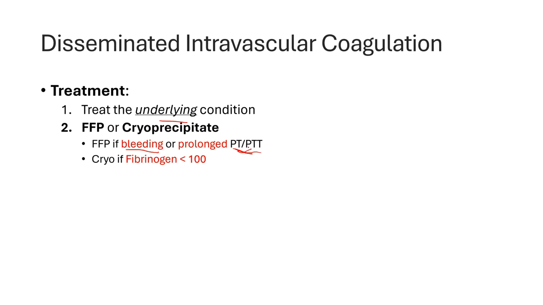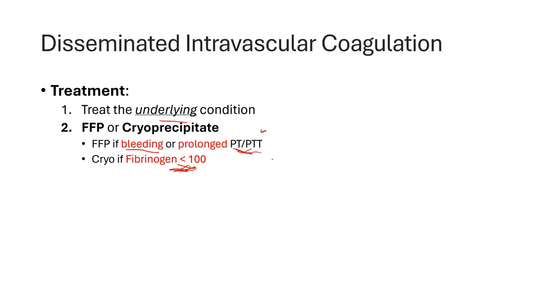The other one that we're going to be treating with is cryoprecipitate. Cryoprecipitate is rich in specific factors, not all factors like fresh frozen plasma. These factors consist of 8, 13, von Willebrand factor, and of course fibrinogen. Fibrinogen is the big one. In DIC, fibrinogen levels usually drop, typically to less than 100. When this happens, this low fibrinogen makes it hard to form stable clots. This can worsen bleeding. Thus, we typically give cryoprecipitate when the fibrinogen level is less than 100.